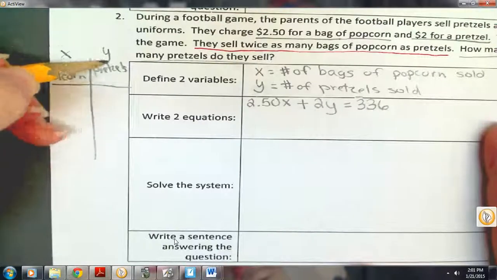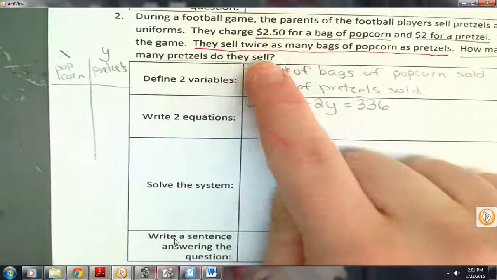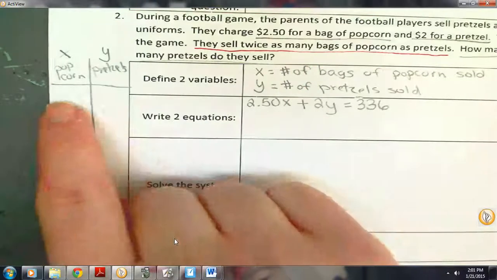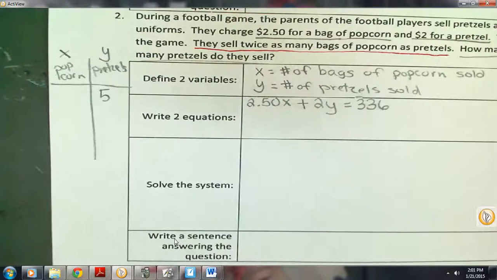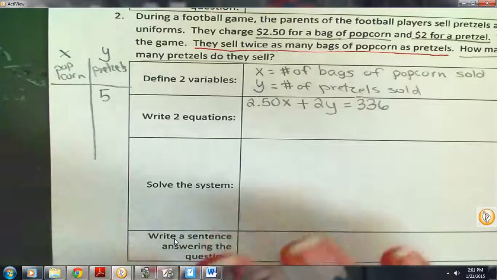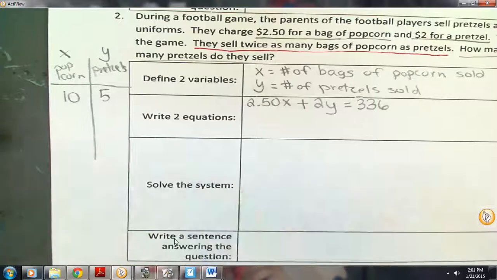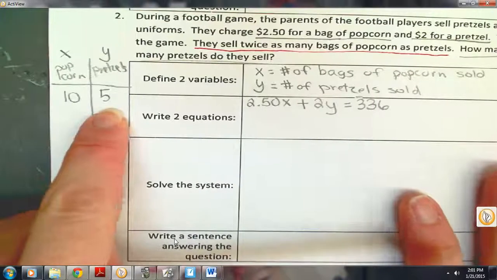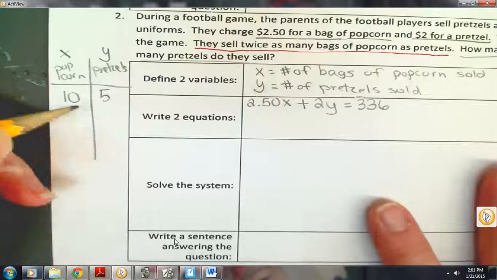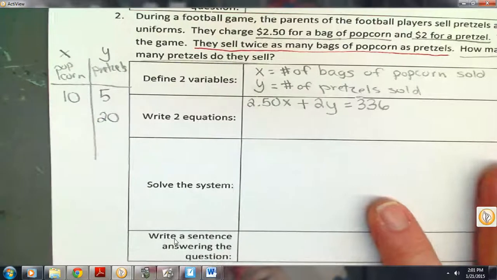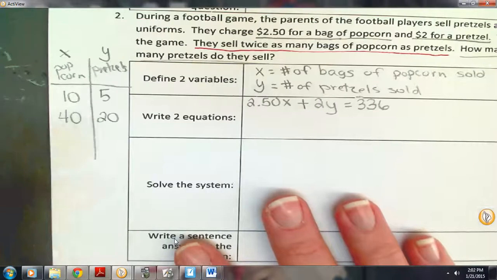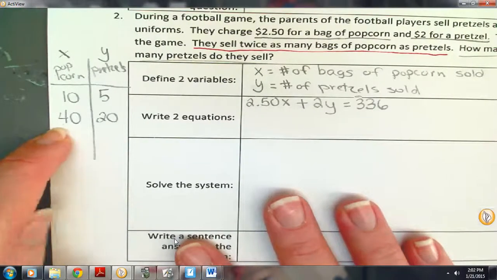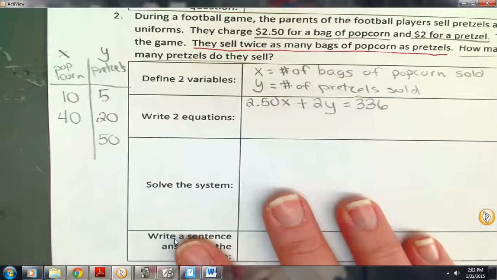And pretzels, that's y. According to the problem, they sold twice as many bags of popcorn. So let's say they only sold 5 pretzels. How many bags of popcorn did they sell? 10. How do we know that? Because they sold twice as much. So twice 5 is 10. What if they sold 20 pretzels? How many bags of popcorn did they sell? 40, because it's twice the number of pretzels. What if they sold 50 pretzels? How many bags of popcorn did they sell? 100, because they sold twice as many.